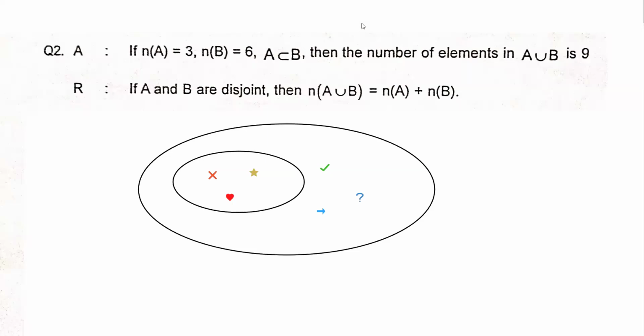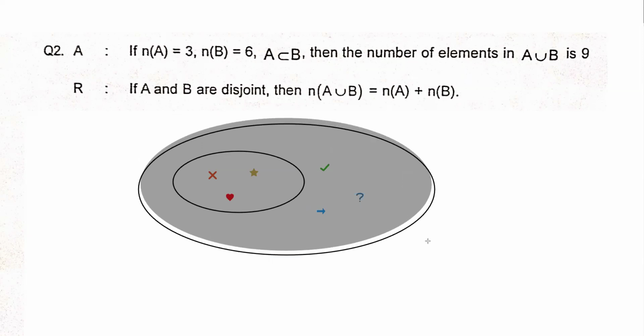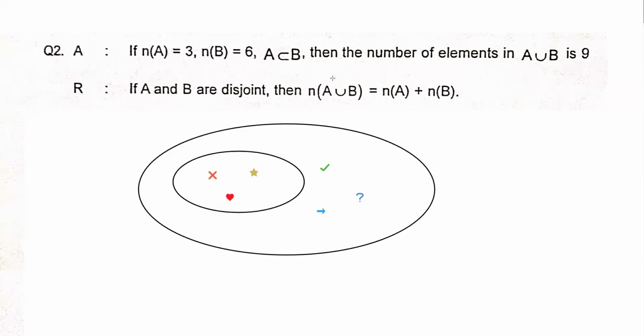Now they're asking us to figure out whether the number of elements in A union B is 9. So check it. This is A union B. So how many elements are there? It's 6, not 9, right? So we can say that the assertion is incorrect. What about the reason? That n of A union B is equal to n of A.